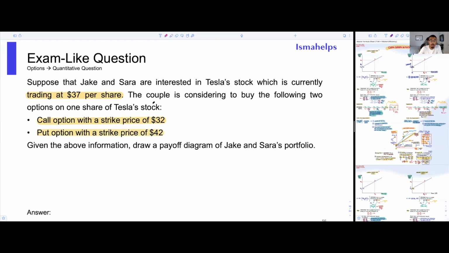Just don't forget that both of these are going to be purchases. This is really important to remember: both of these will be purchases. So there's no sale or whatever.